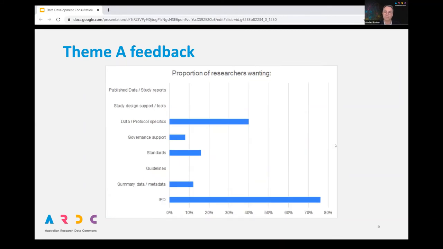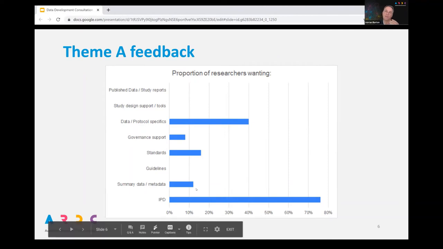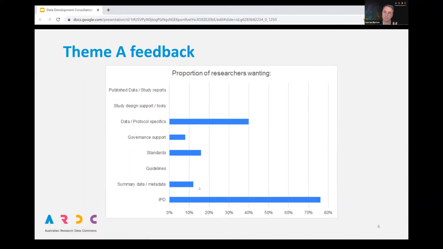When we just take the researchers and the research requirements, those themes that we saw in the previous slide are actually magnified even more. Well over 75% of researchers said that the IPD was the key data set they were looking for, the key data component.